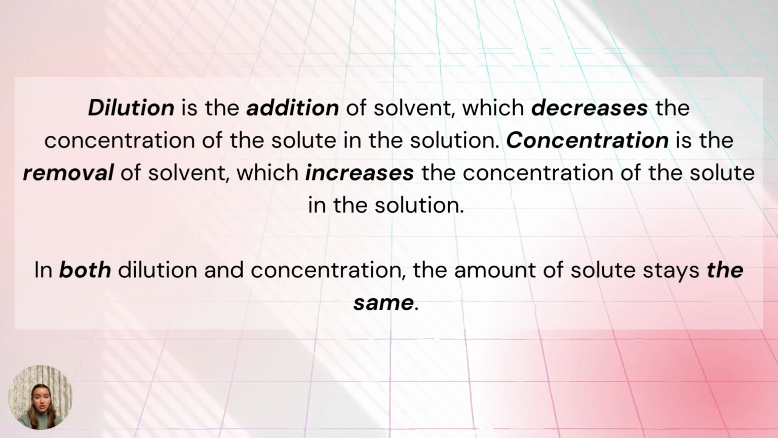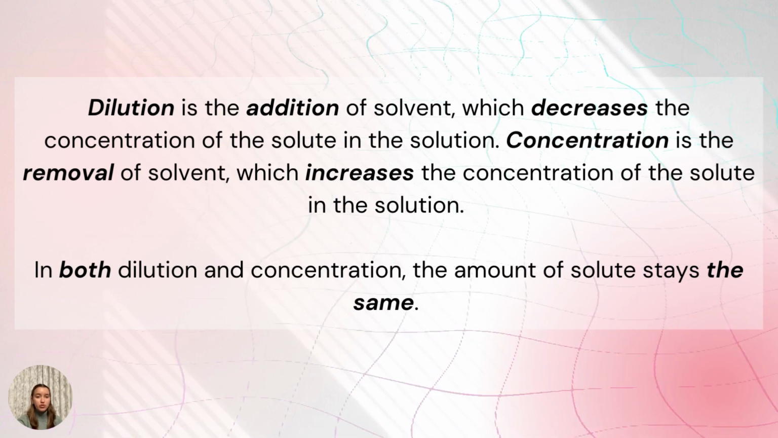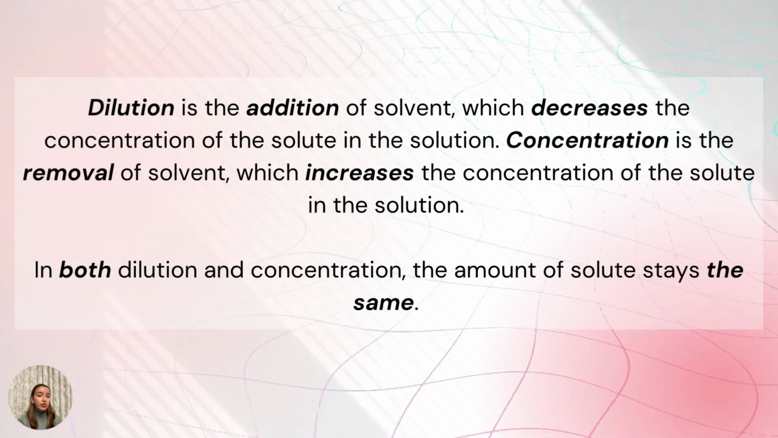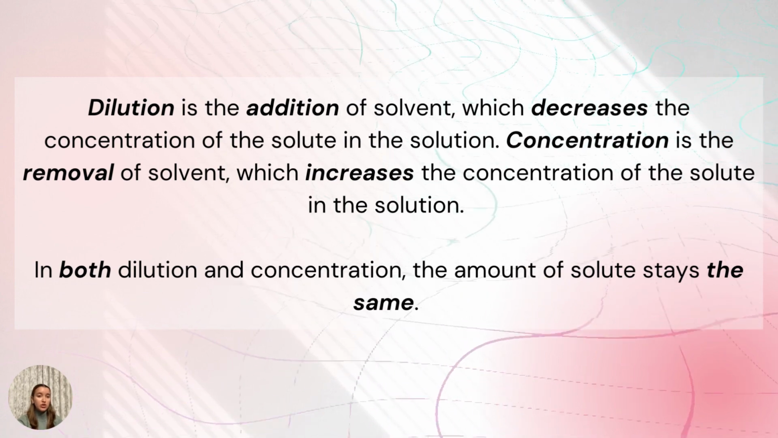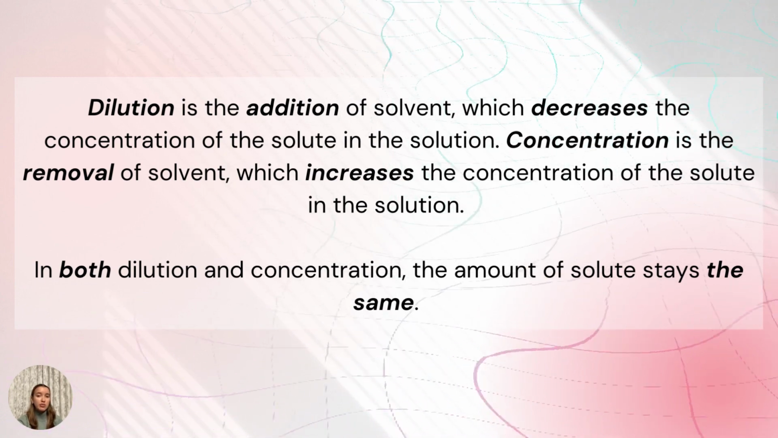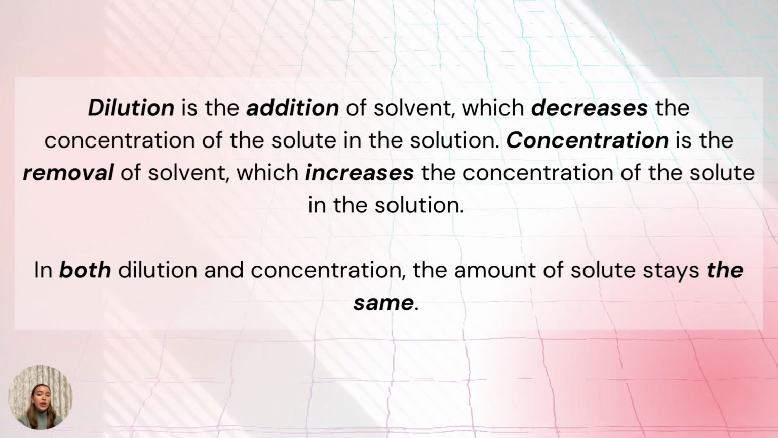So dilution is the addition of the solvent, and it does decrease the concentration of the solute in the solution. Concentration is the removal of the solvent, which does increase the concentration of the solute in the solution. So dilution is the opposite of concentration and vice versa. In both dilution and concentration, we have the same amount of solute.